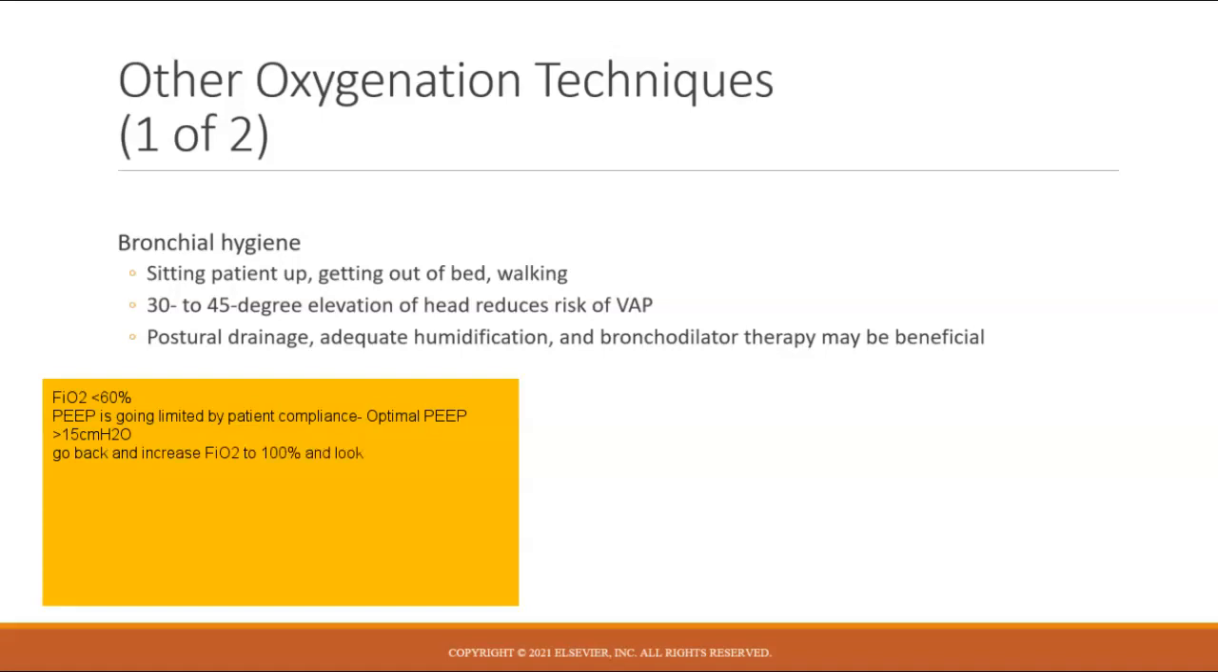And also look at alternative oxygenation techniques. All right, so these alternative oxygen techniques will be things like bronchial hygiene. So making sure the patient's sitting up, getting out of bed, walking if possible, doing things like keeping the head of the bed up 30 to 45 degrees. Again, that's to reduce that risk of VAP, that ventilator associated pneumonia.